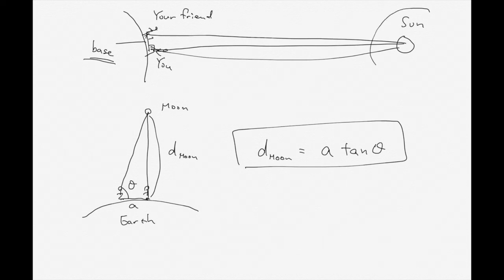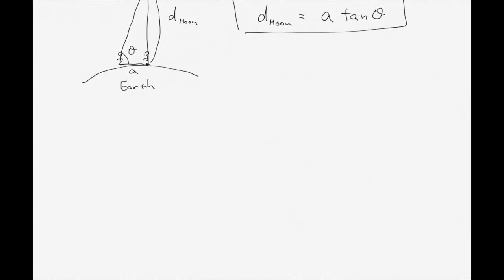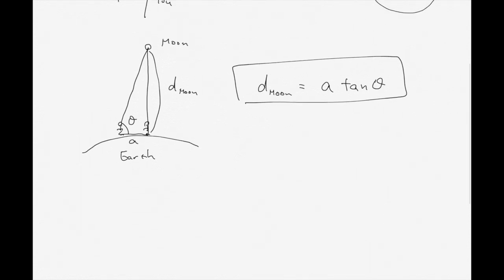But in the case of the Sun, this base might be too short. Even if you move a really long distance on the Earth, still the distance between you and your friend is much shorter than the distance to the Sun. So we cannot use this method. How can we apply the parallax method to determine the distance to the Sun? But as I already explained, we already know the distance between the Earth and the moon. Maybe this length is much longer than the distance we can have on the surface of the Earth.